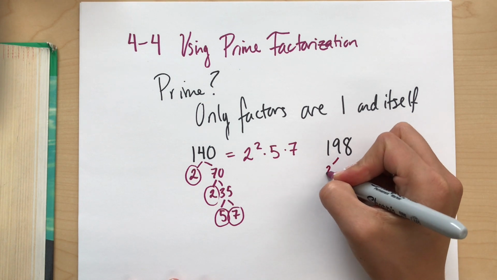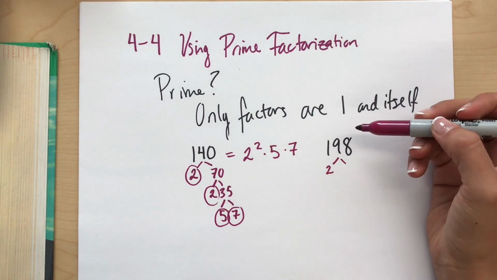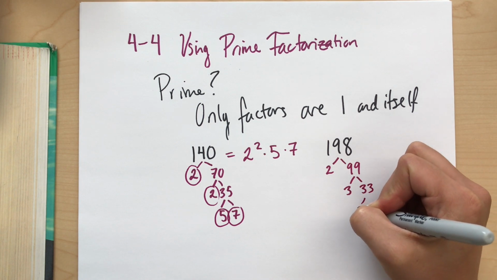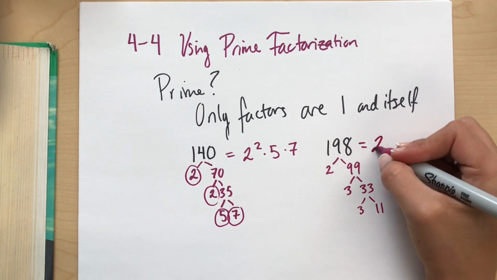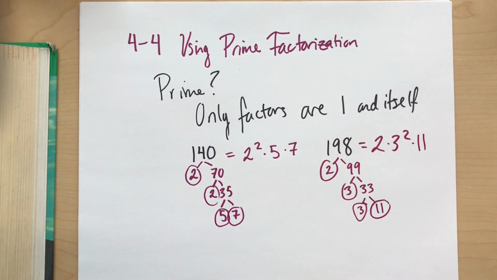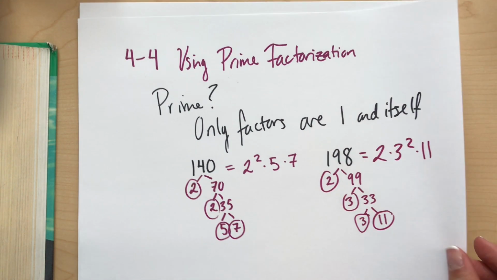I'm going to do the same thing with 198. I take out the smallest prime factor, which is 2, and I have 99 left. Then the smallest prime factor is 3, I get 33. Then I take out a 3 and I get 11. And I'm done there because I have all prime numbers at the bottom of the tree. Okay, I always like to circle my prime factors at the bottom.